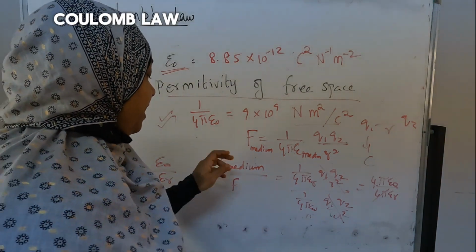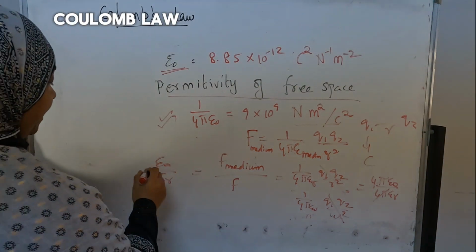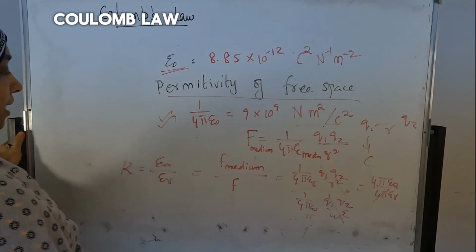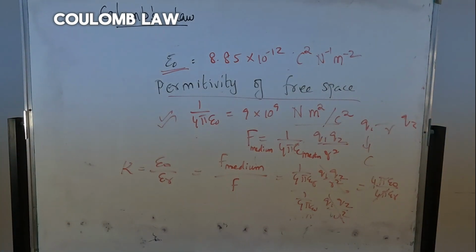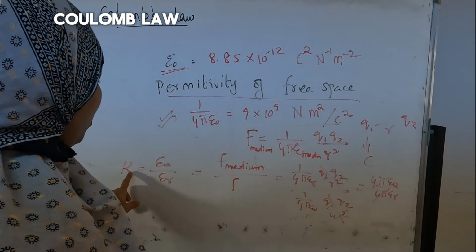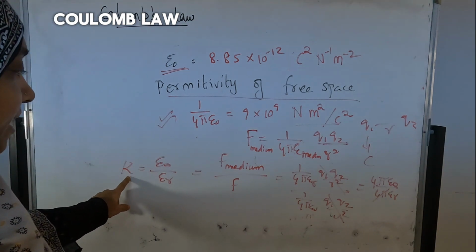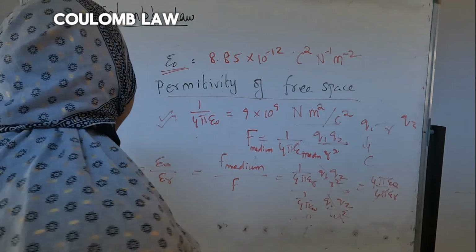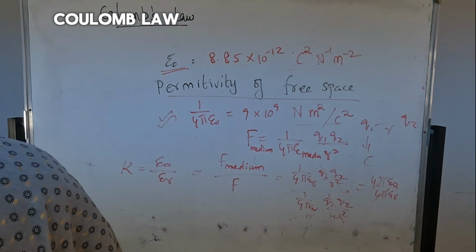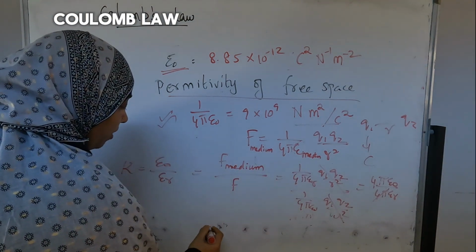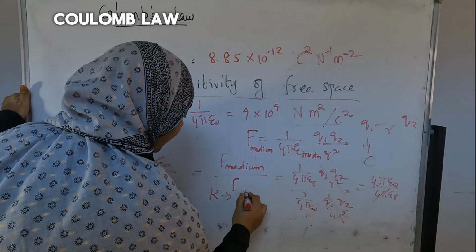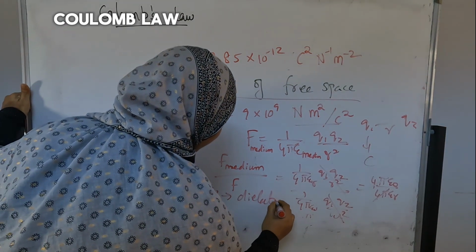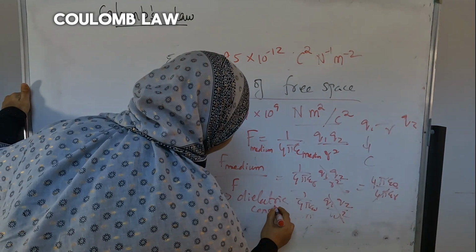This is the thing we represent as K, because a medium is there. Epsilon naught by epsilon R is equal to F medium by F air. K is called the dielectric constant.